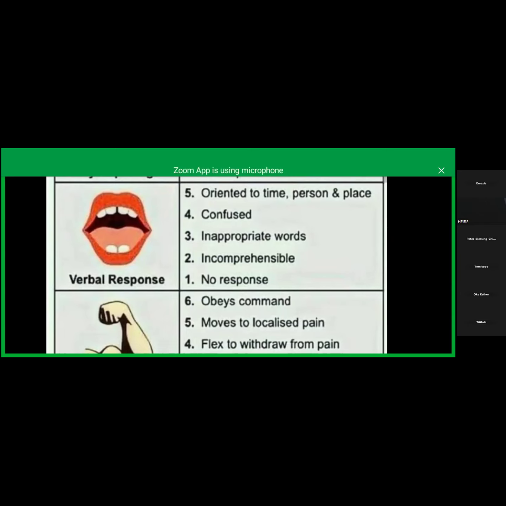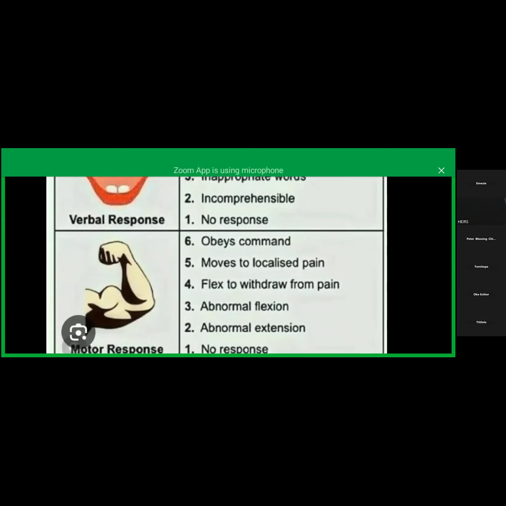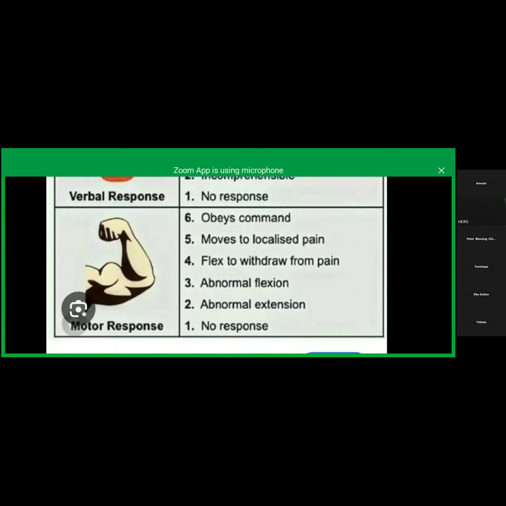What if we call Mr. Paul, what is your name? No response, no sound, nothing. Best verbal response in that case is just 1. Okay, what about best motor response? Best motor response again is just straightforward.